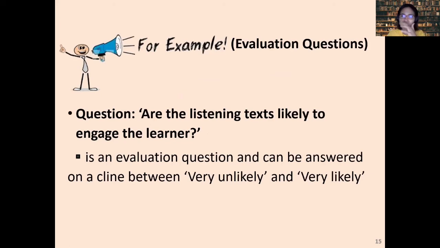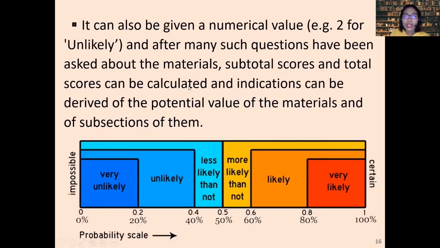Well, for the evaluation questions, here are the following examples. Are the listening texts likely to engage the learner? You may answer very unlikely, unlikely, likely, very likely. So again, it's very opinionated. It depends on you, being the evaluator. It can also be given a numerical value, for example 2 for unlikely. If we are going to make use of a Likert scale, this is the probability scale, very unlikely could be this if we use the scale of 0 to 1. But if, let's say, you use the scale of 0 to 5, this will be 0, 1, 2, 3, 4, 5. We are used to that Likert scale of 0 to 5 in our research, but here in this case, it's 0 to 1. So this is how you are going to quantify evaluation results.